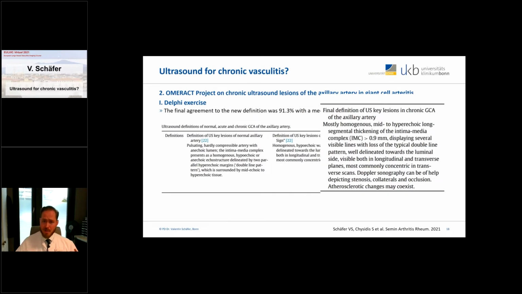So you have a mostly homogeneous mid to hyperechoic and, very important, long segmental thickening of the intima media complex above 0.9 millimeter, which is echogenic. Echogenicity often displays as several visible lines within the intima media complex. It is well delineated toward the luminal side, visible in both, of course, longitudinal and transverse planes, most commonly concentric, and Doppler can help to depict stenosis, collaterals, occlusions, and of course, as it is a large vessel, atherosclerotic disease may coexist.